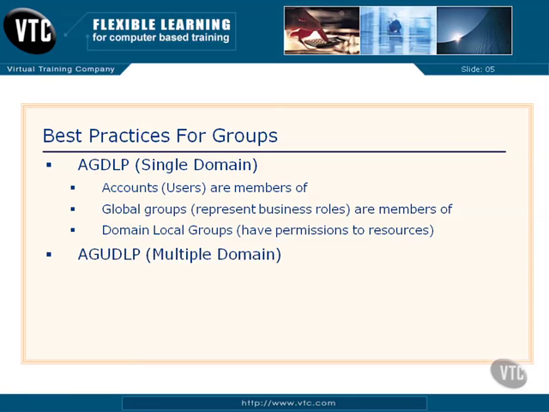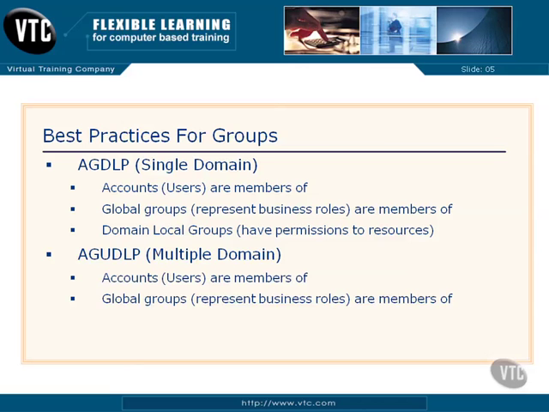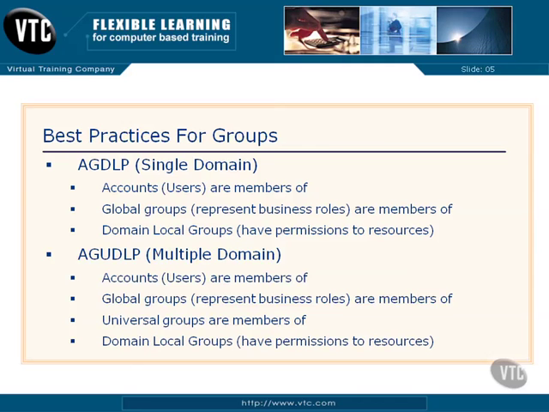Now, if you're in a multiple domain environment, we're going to add a universal group in there. Accounts, which are users, are once again members of global groups, and these global groups are members of universal groups. Keep in mind, universal groups can be created in a domain, but they're seen throughout the forest. So I can simply add global groups into these universal groups, and then the domain local groups contain these universal groups, and same thing, we apply permissions.